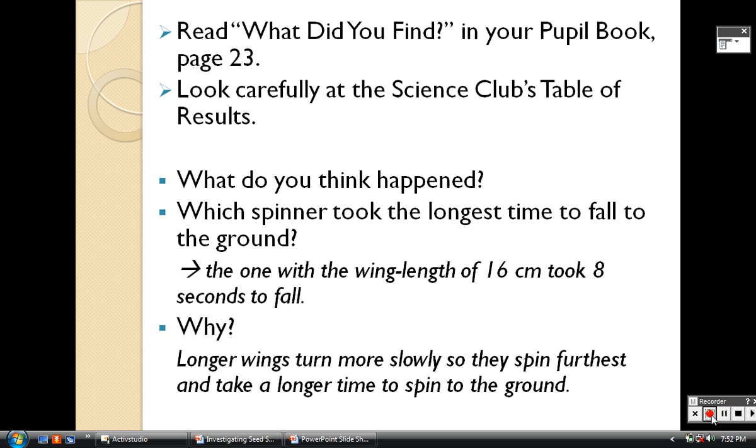Looking at our table of results, we can see that the spinner with the wing length of 16 centimeters took 8 seconds to fall to the ground. And that's the longest time. Why did this happen? It happened because the longer wings turn more slowly, and so they spin furthest away and take a longer time to spin to the ground.